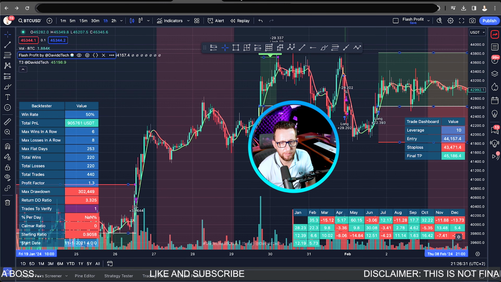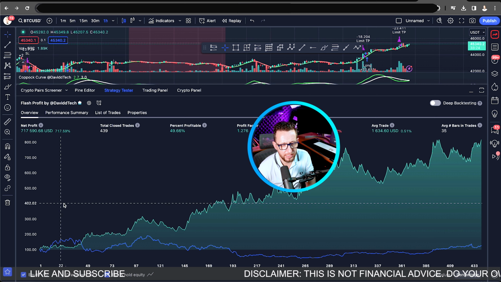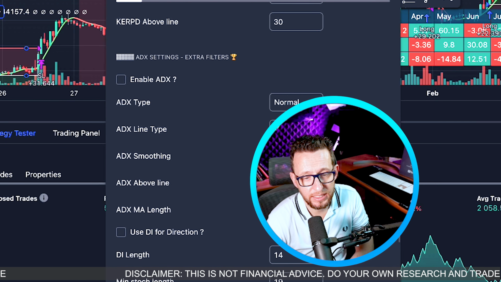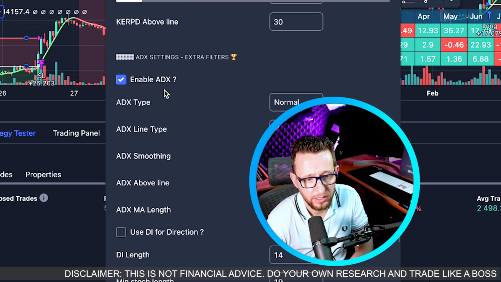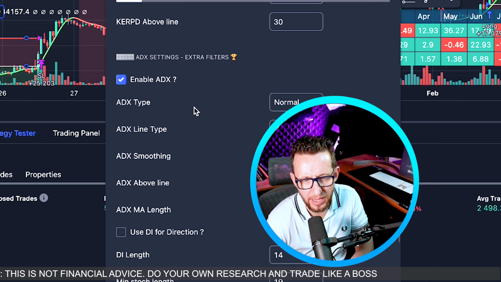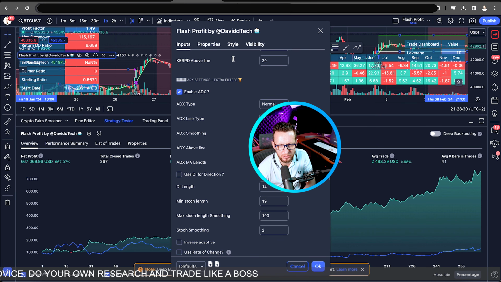Talking of that, I have been playing around with the settings as well. I've played with this and added the ADX. We're scrolling down and adding the ADX indicator, enabling it here. We're using the David Tech ADX that uses the VWMA for a moving average. It gives us that line instead that makes it a little bit more dynamic.